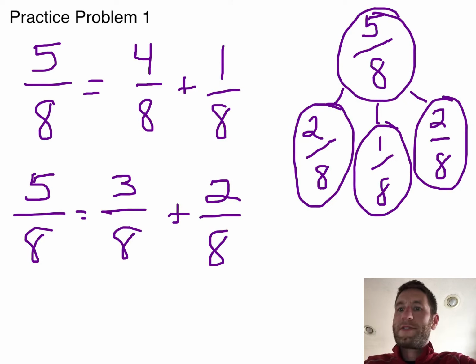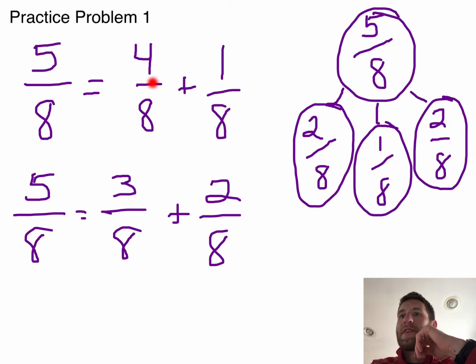All right, so welcome back. You'll see that I've broken down 5/8 into a sum of 4/8 and 1/8, keeping in mind they have the same denominator, and I've also decomposed 5/8 into 3/8 plus 2/8. And I've also shown how you can use the tree diagram up here, and break it down also into 2/8, 1/8, and 2/8.